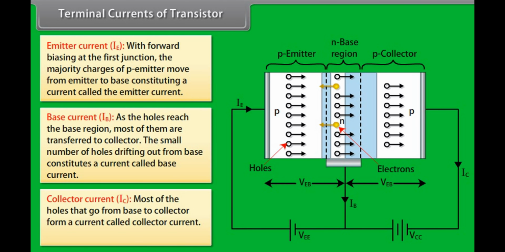Collector current, IC. Most of the holes that go from base to collector form a current called the collector current. IE is equal to IB plus IC. The current concepts are all the same in PNP and NPN, except that all currents are directed opposite in the two cases.